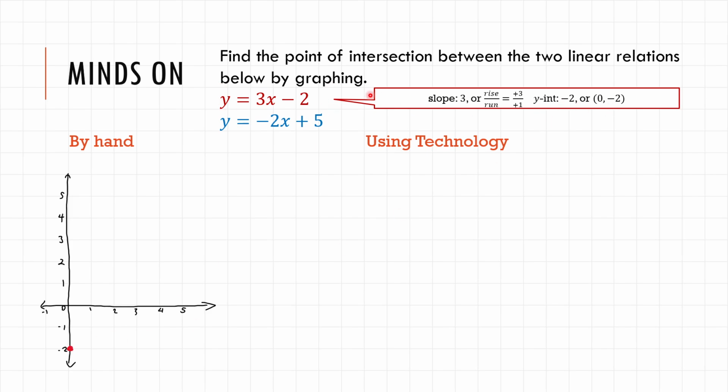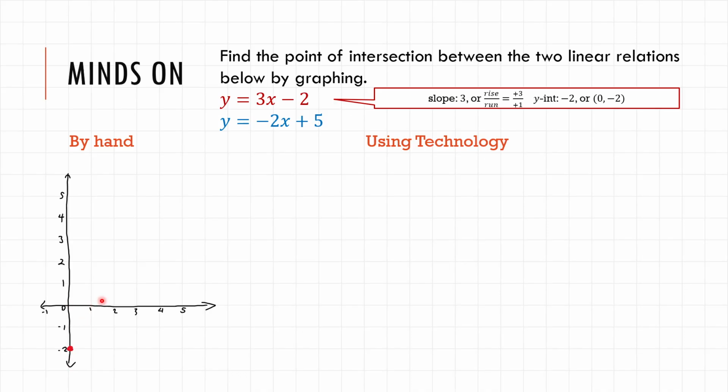Plot the y-intercept, and you can figure out which number is the y-intercept just by looking at which one does not have the x beside it. And so in this case, it's -2. Now, from this point, we have to go up by the rise and to the right by the run.